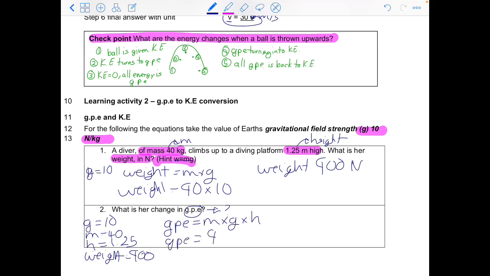We know her mass is 40. We know G is 10. And we know her height is 1.25. We can plug this straight into a calculator. So 40 times 10 times 1.25 gives us an answer of 500. So our gravitational potential energy is 500 joules. No units, no marks. So at this point, this could easily be worth 6 marks that you have here already. And all you've done is written down what you know, written down your equation, and plugged in your numbers. And plugged them into a calculator. That's all you need to do.